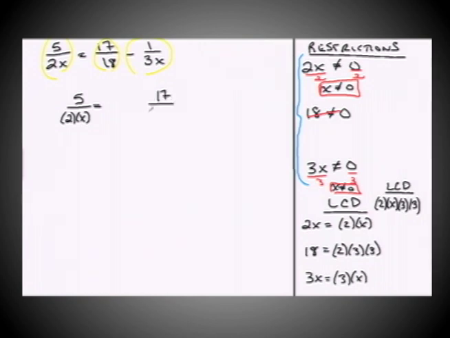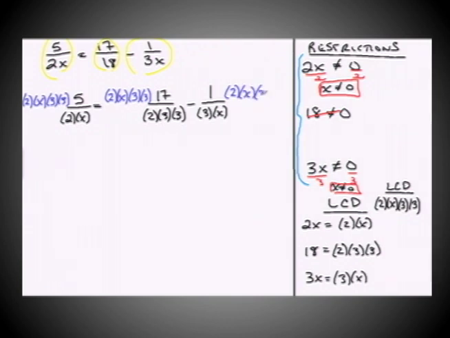17 over, okay, so 18 is 2 times 3 times 3, minus 1 over 3 times x. Now I'm ready to multiply every term by the LCD. So I come back and multiply each of these by a 2, an x, a 3, and a 3. Now this is completely legal because this is an equation. And as long as you do the same thing to both sides of the equation, it remains an equation.